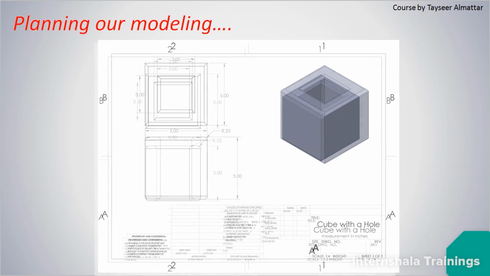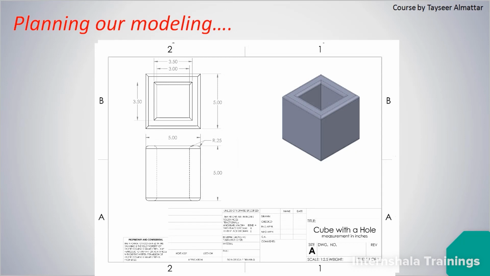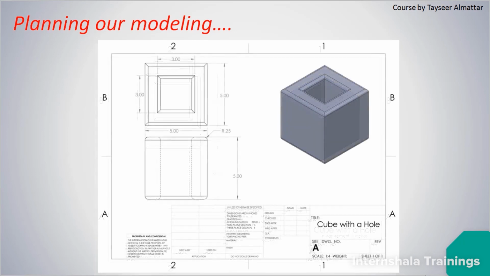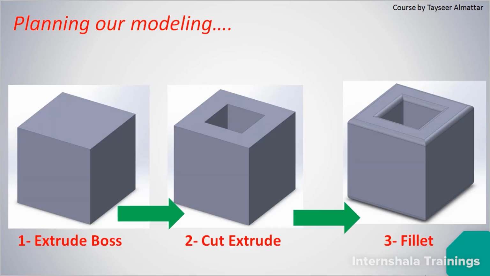So let's go back to our model for this lecture. When we create models, it's always good to plan our steps. So for this model, we can plan our steps as following. We can start with a plain box using extrude boss, then cut a hole by cut extrude, and then apply a fillet.